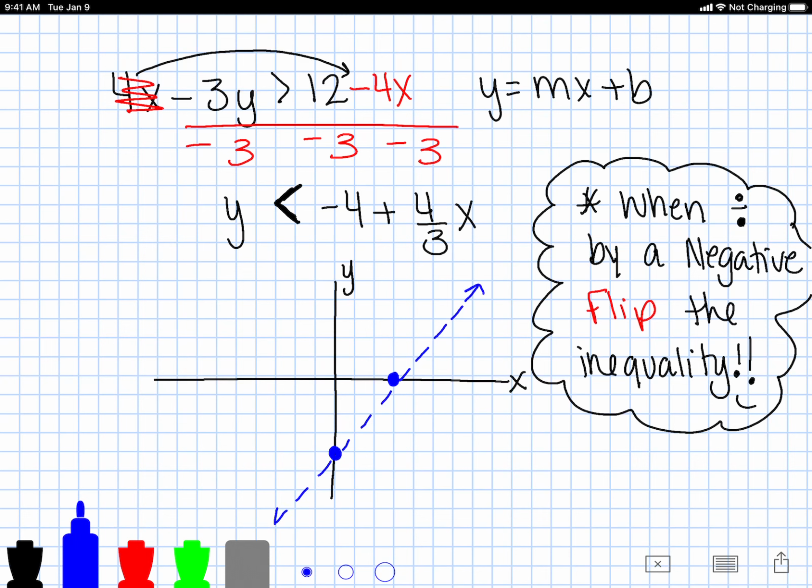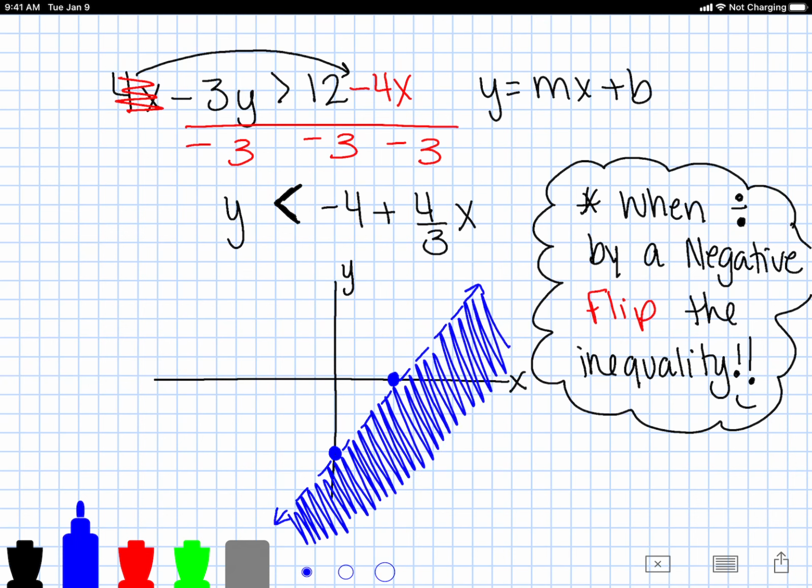And where would I shade? Look back at your notes. Look at that symbol. Where would you shade? If you said below the line, you are absolutely correct. It is less than. So we got a dotted line and we're going to shade below. And all that tells us is that any point in that region is a solution to that inequality.